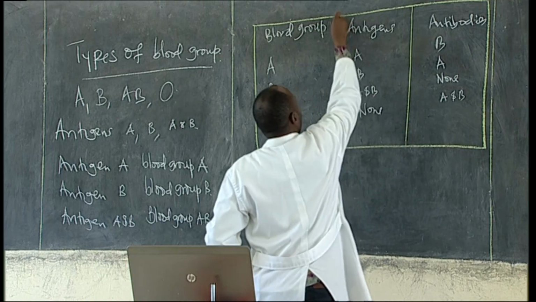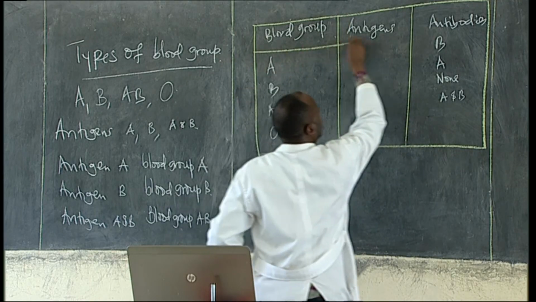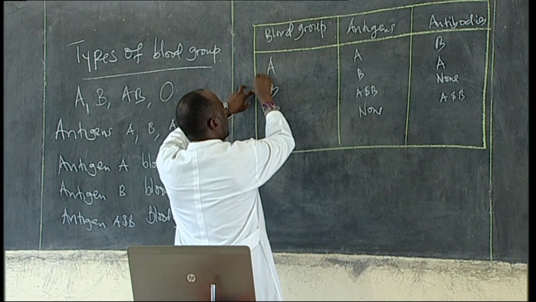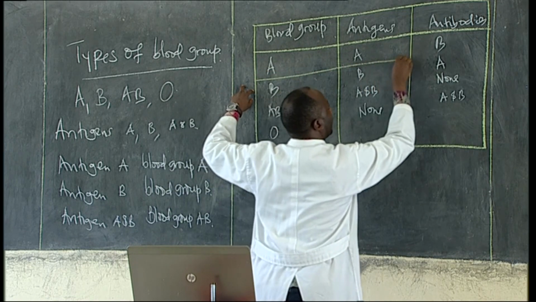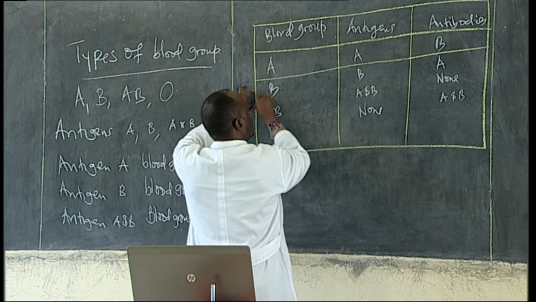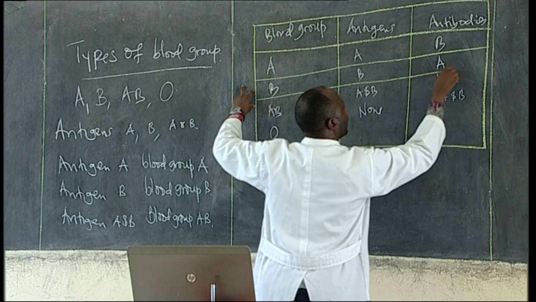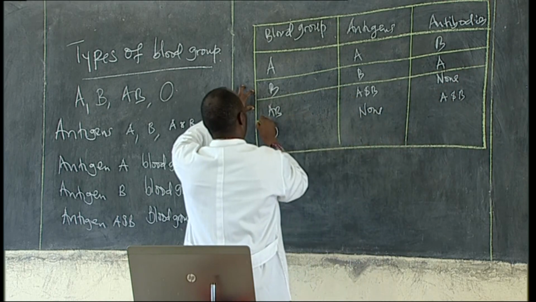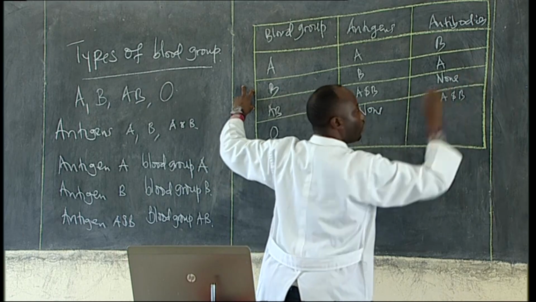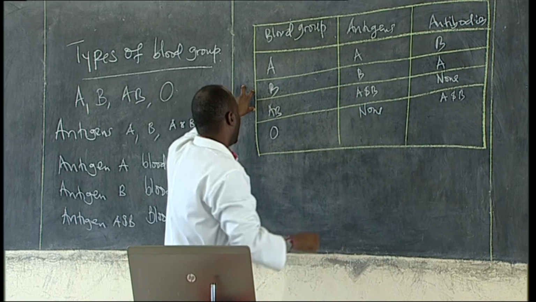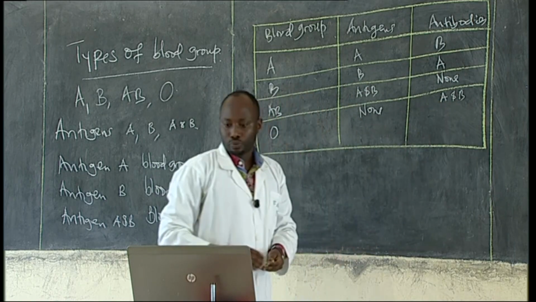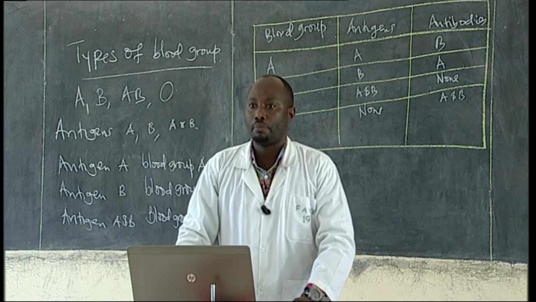This is the chart that summarizes each and everything I've been talking about. A person with blood group A must have antigen A and antibody B. A person with blood group B must have antigen B and antibody A. Blood group AB must have antigens A and B, but no antibodies. Blood group O must have no antigens, but antibodies A and B. So that is what we've been talking about.